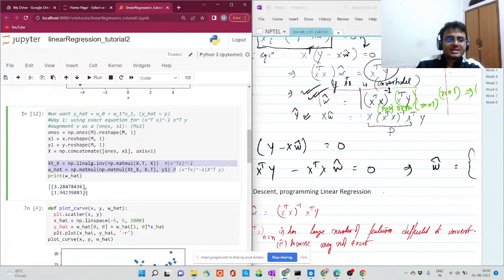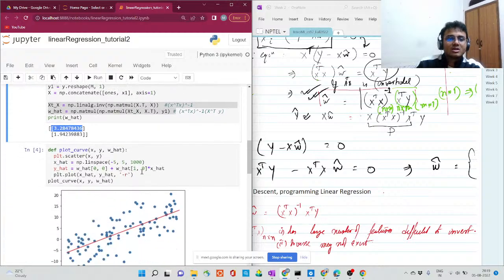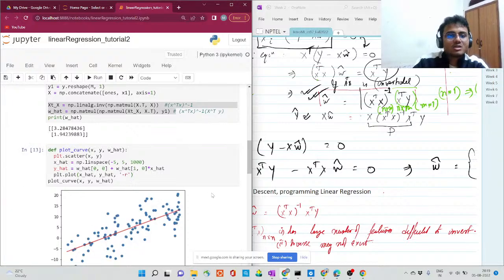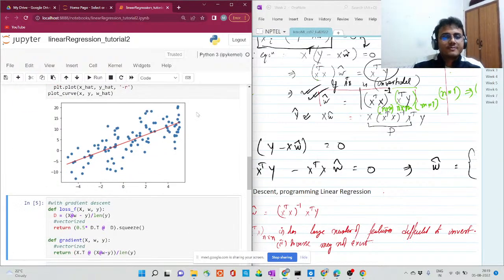So on the right side, this is the bias and this is the weight. This is the sort of C, the intercept, and this is the slope of the line. When I plot the curve, you can see it learns properly.